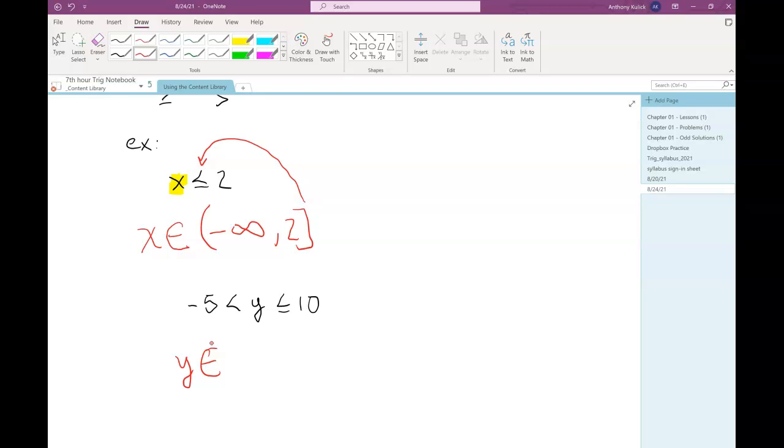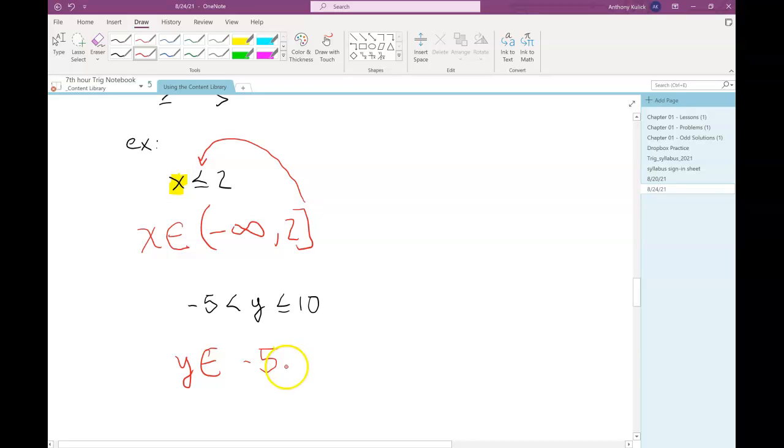Okay. So the lower bound for this should be -5. Now notice that -5 is not less than or equal to -5. That's okay, because it is smaller than everything else that is greater than -5, right?